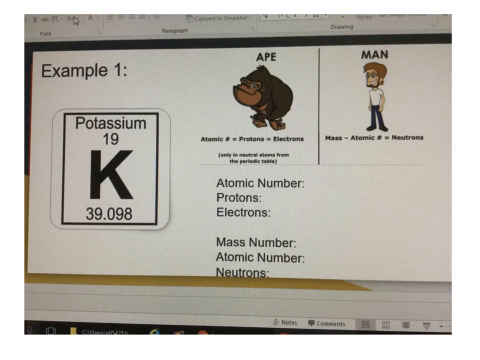Okay, now let's do an example together. Let's look at potassium. If you look at your periodic table, your atomic number is 19.